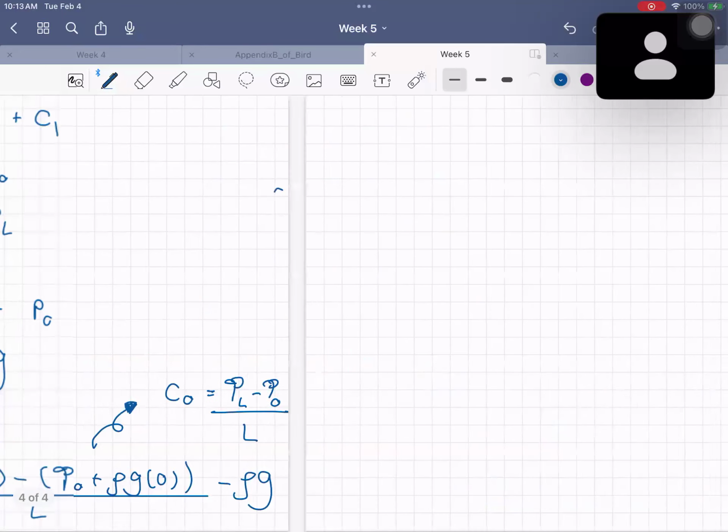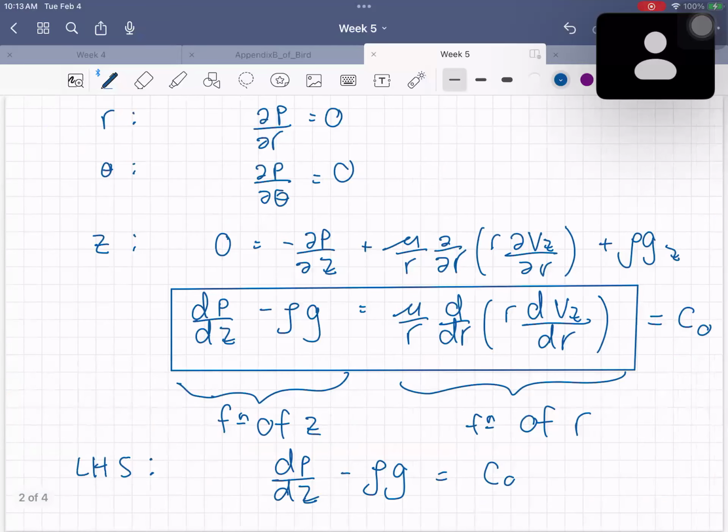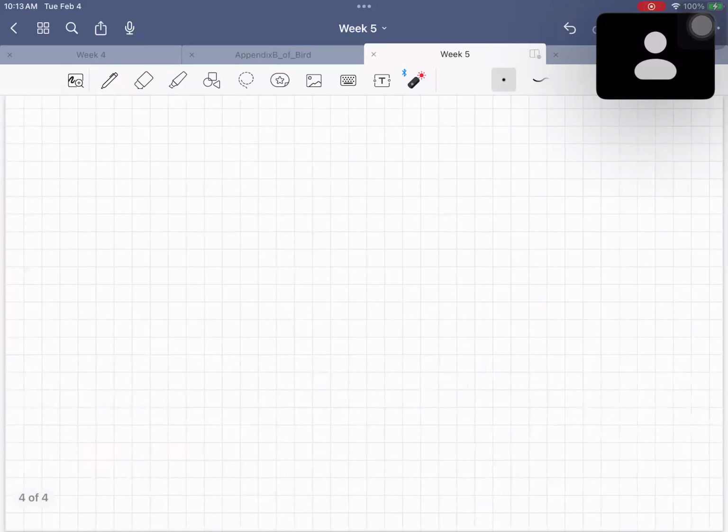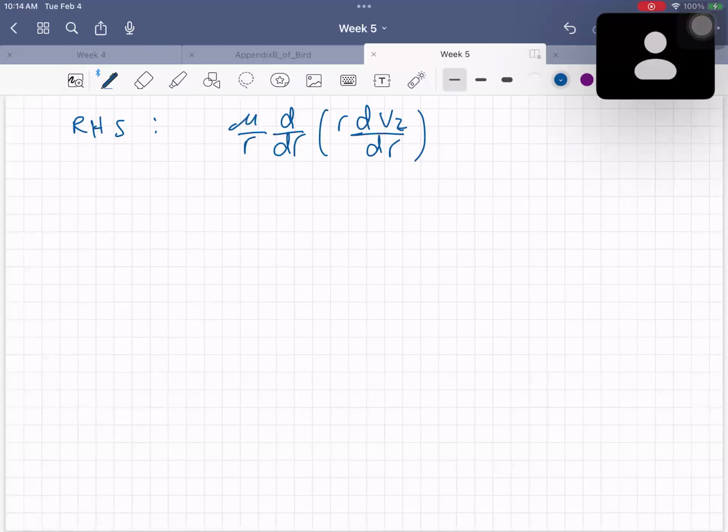So on the left-hand side, we're all good, right? We're all good. So let's work on the right-hand side. The right-hand side will be equal to C0 as well, right? So the right-hand side is mu over r, d/dr of (r dvz/dr), which is also equal to C0, okay?